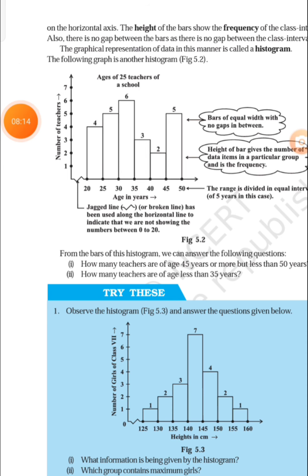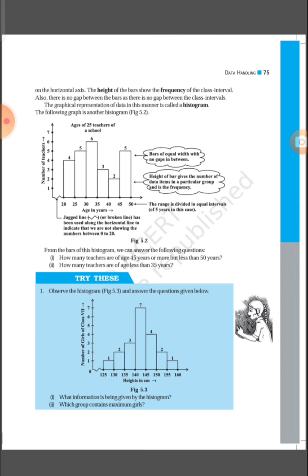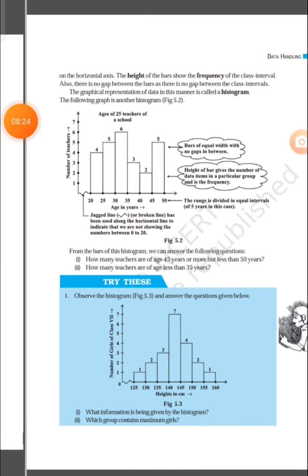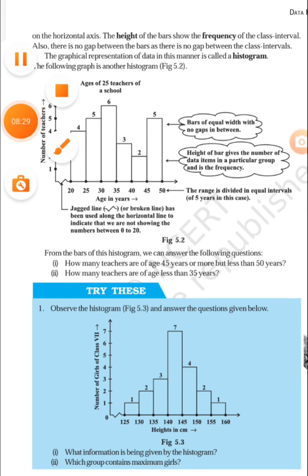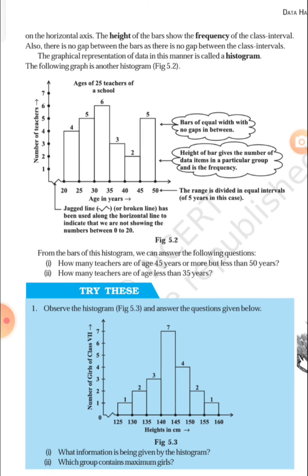A different bar graph is given. One more bar graph is given on the next page, page number 75. On this page you have to see how a bar graph behaves, what the elements in a bar graph are, and how many terms are used in a bar graph. This bar graph shows the data of 25 teachers of a school. Okay, there is some different thing given there.